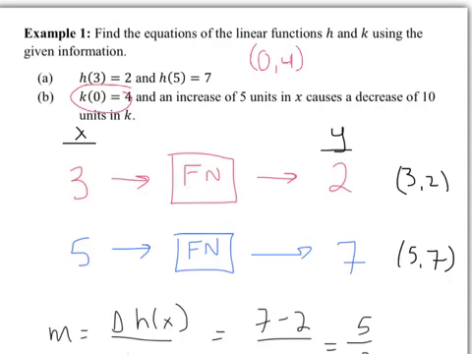Because when x is 0, we are finding the y-intercept. So for this problem, our y-intercept, or the b value, is 4 already. So that means all we need to really find is the slope, and it looks to me like this is something about slope. I see increase and I see decrease, right?